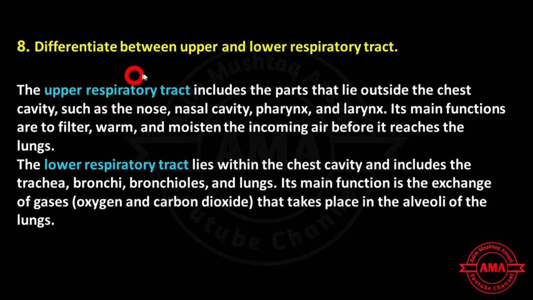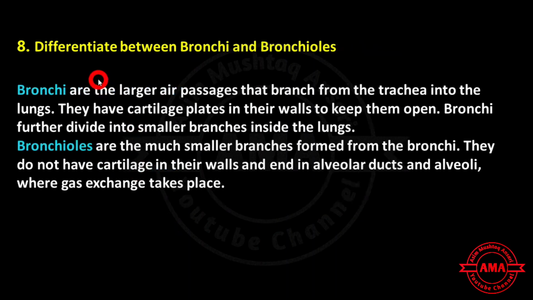Next is differentiate between upper and lower respiratory tract. The upper respiratory tract includes the parts that lie outside the chest cavity, such as the nose, nasal cavity, pharynx and larynx. Its main functions are to filter, warm and moisten the incoming air before it reaches the lungs. The lower respiratory tract lies within the chest cavity and includes the trachea, bronchi, bronchioles and lungs. Its main function is the exchange of gases, oxygen and carbon dioxide, that takes place in the alveoli of the lungs.